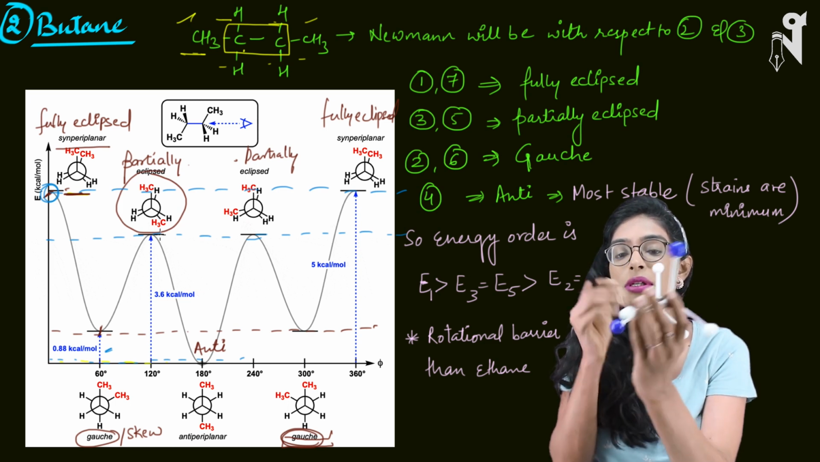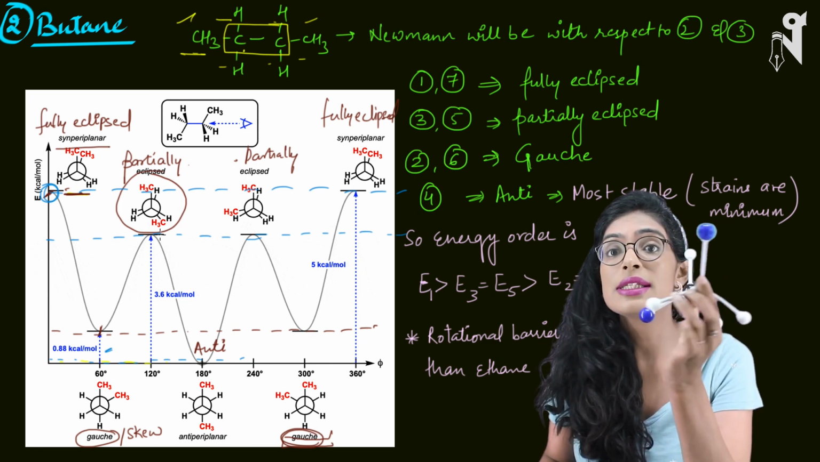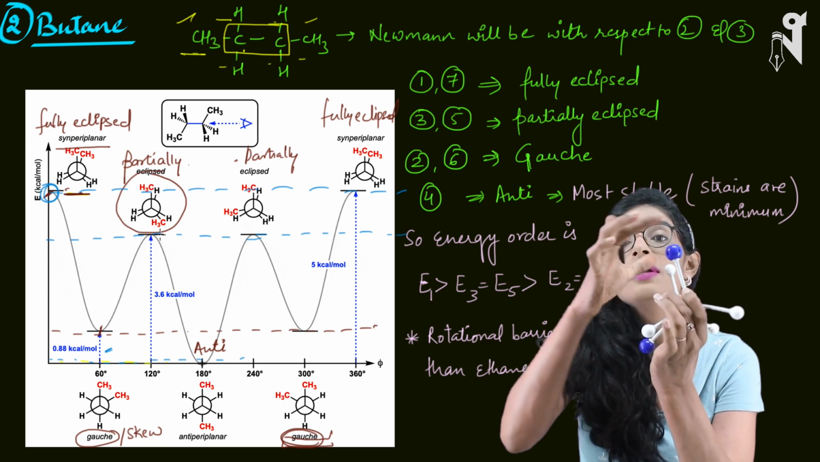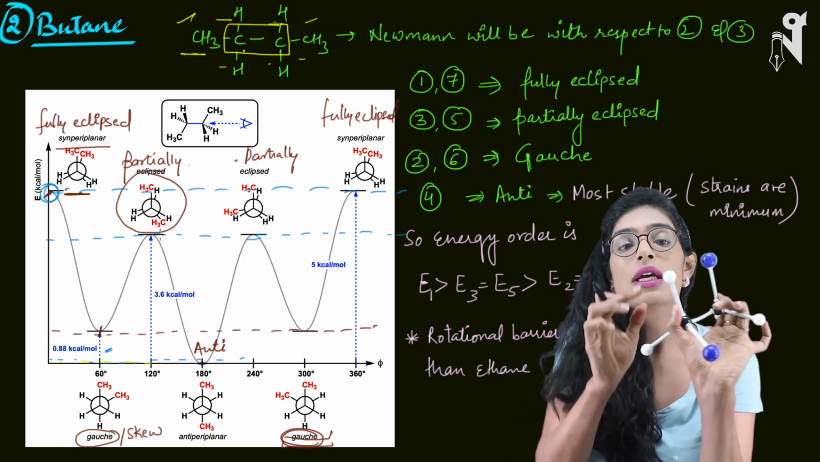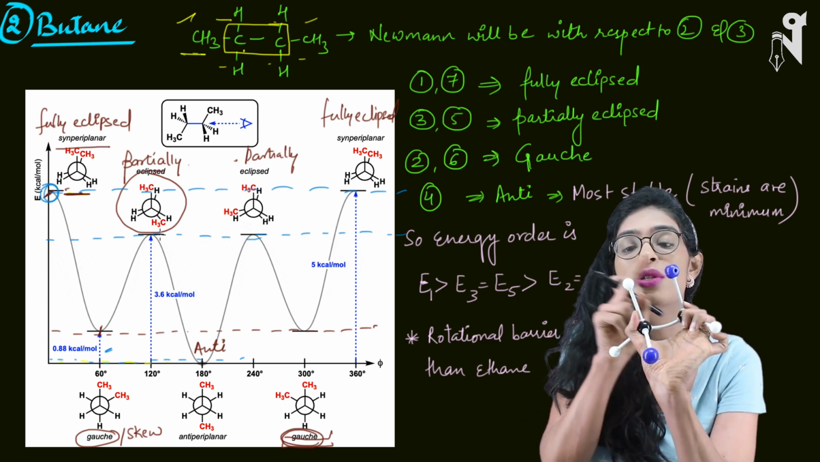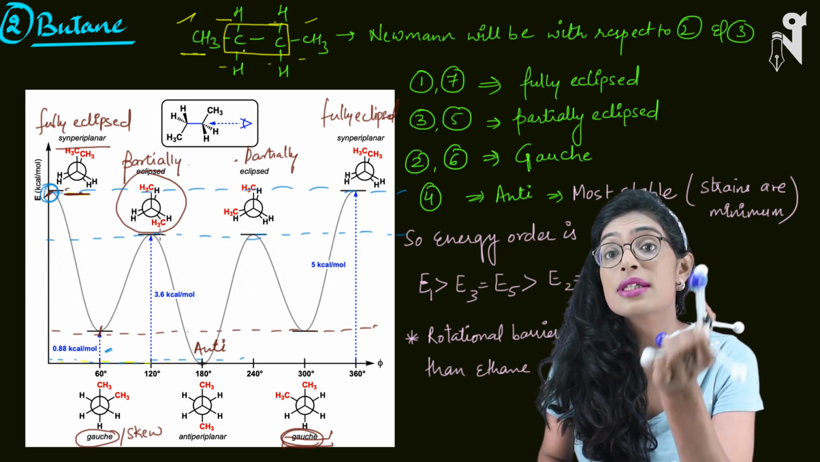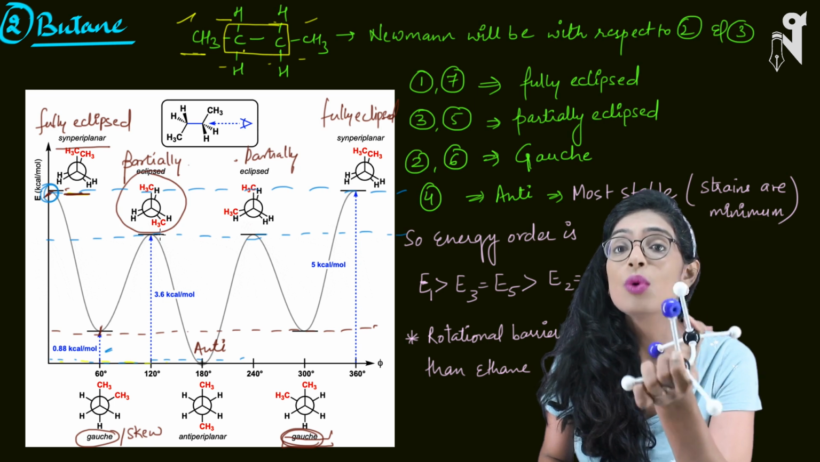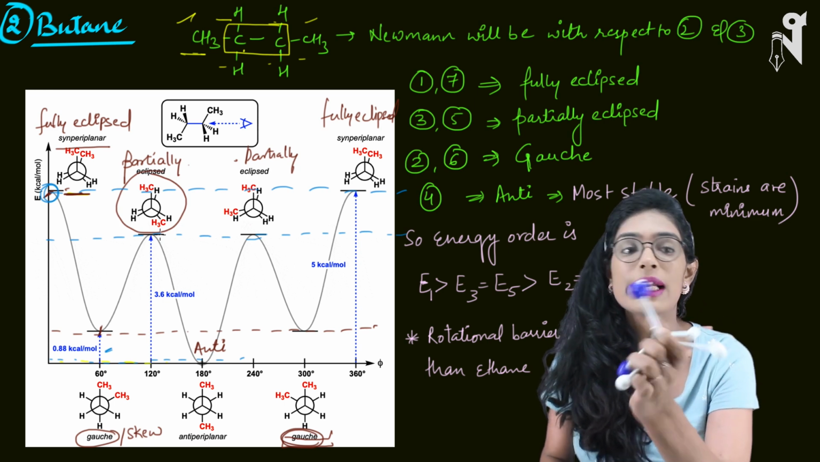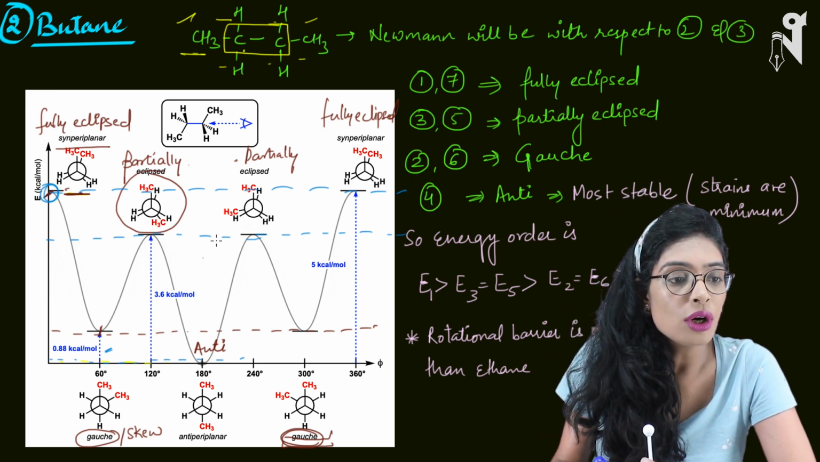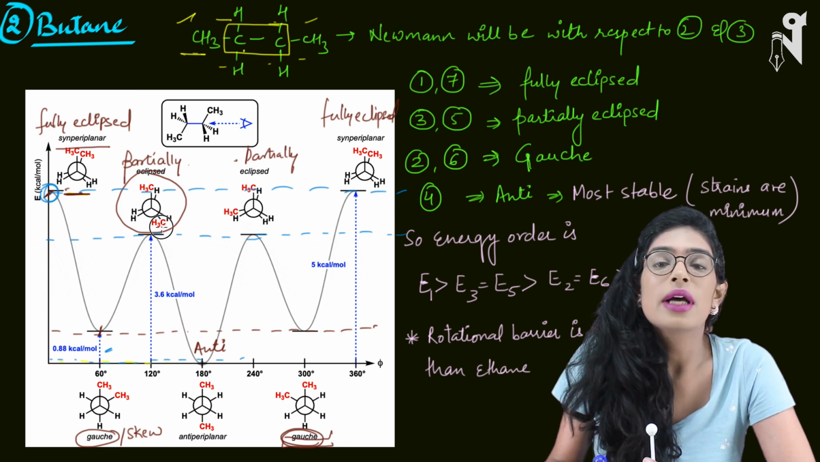this kind of eclipsed. So basically same groups are opposite to each other, so relatively van der Waals strain will be lesser because here now there is CH3 and hydrogen. So van der Waals strain is lesser, but torsional strain is still there, and hence the energy is more, but not as much as the fully eclipsed one. So here comes your partial eclipsed energy level.